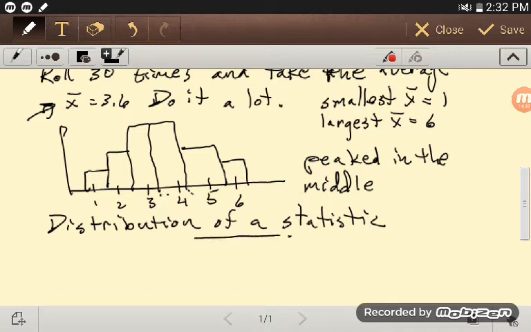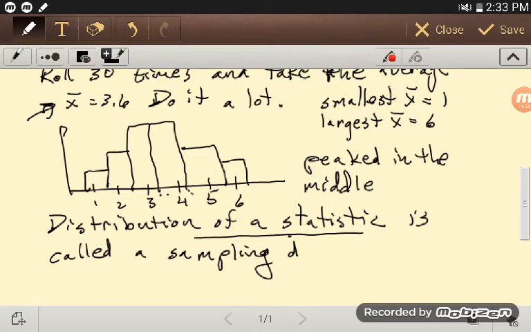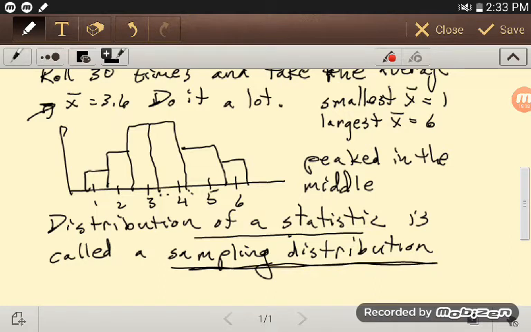So if I want to look at a distribution of a statistic, that distribution is called a sampling distribution. Now notice how close that is to sample distribution. A sampling distribution is something like this, where I look at the frequency of my statistics, so in this case my average, my sample mean. And when I do that, that's a sampling distribution.